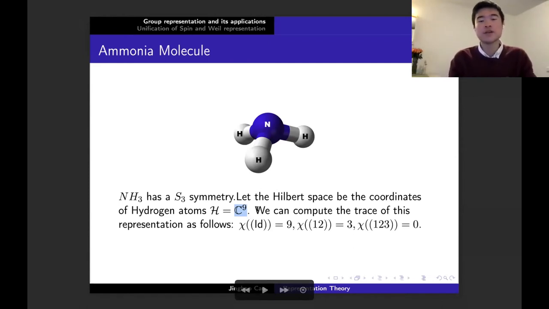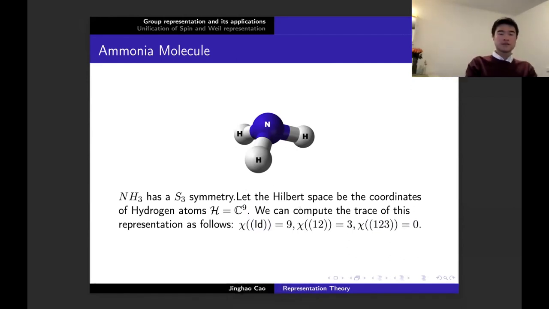But more easily, we can compute the trace. So I will walk you through the examples of the trace. The trace of the identity element is going to be 9. Why is that? We have the coordinates of the hydrogen atoms, which is basically the first block, second block, and third block, three blocks corresponding to the three atoms. And if we just use the identity, they stay the same. So on the diagonal we have 1, 1, 1, 1, 1, 1, 1, 1, 1. 9 times 1. So the trace is going to be 9.